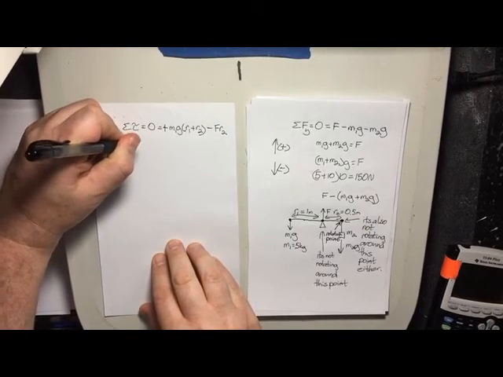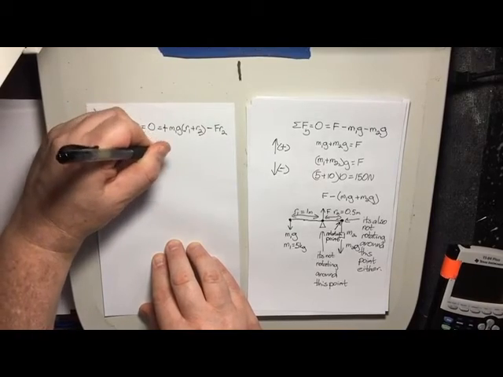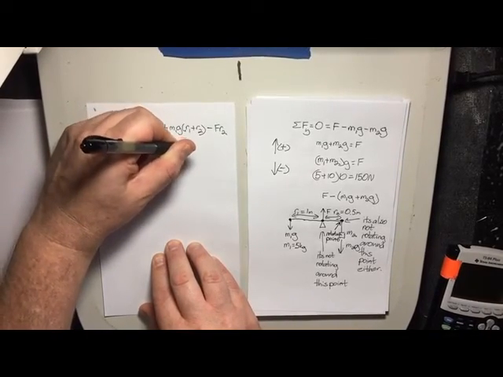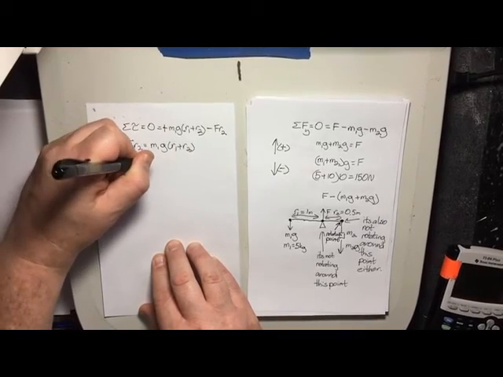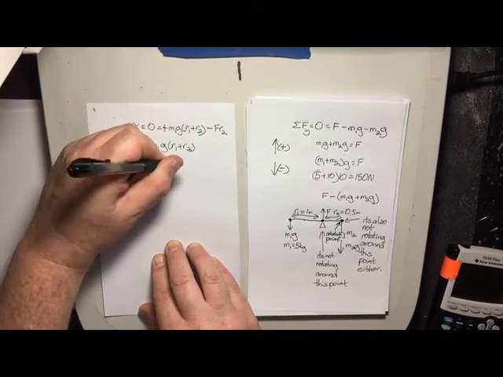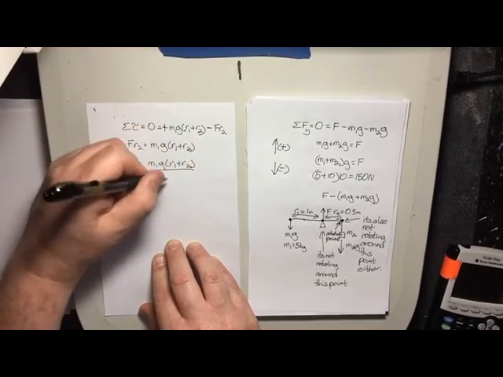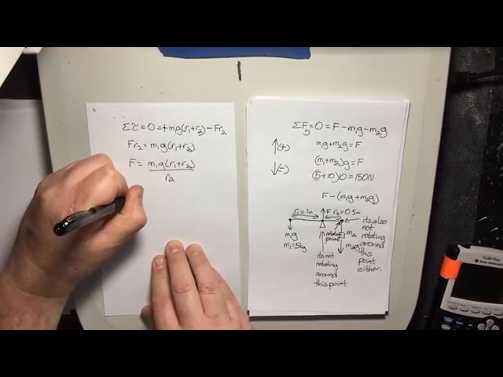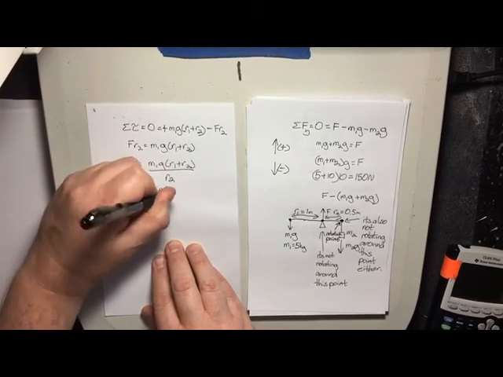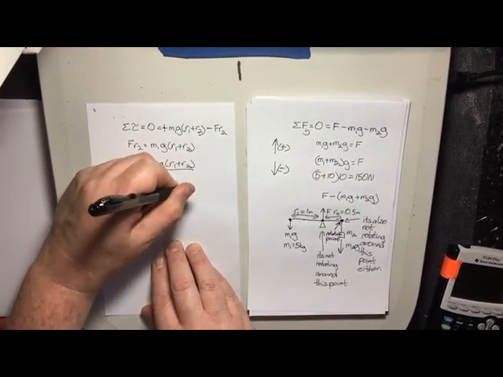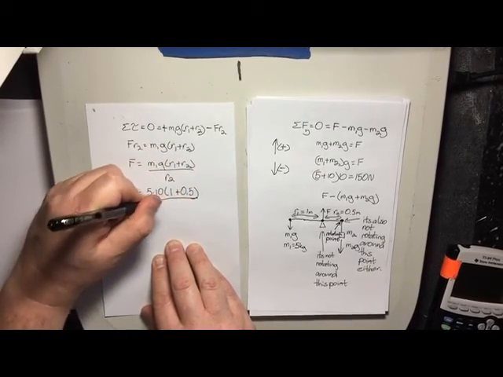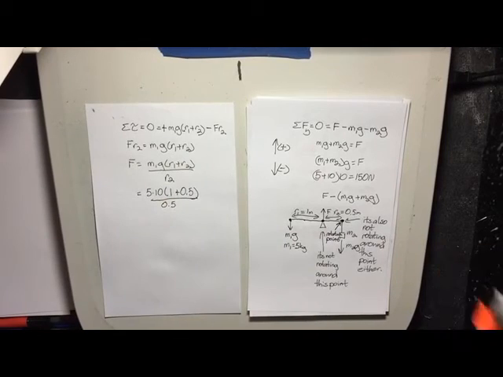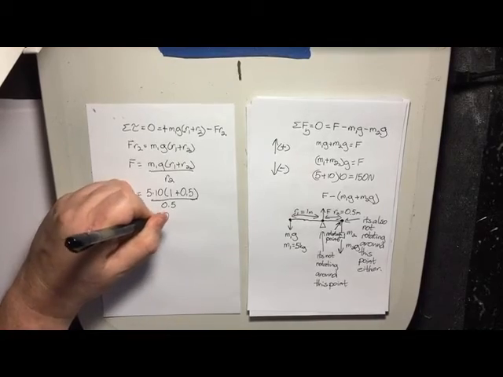So F R2 is equal to M1G(R1 plus R2), so F is M1G(R1 plus R2) over R2. M1 is 5, G is 10, R1 is 1, R2 is 0.5. So 50 times 1.5 divided by 0.5. And the force we get is 150 newtons.